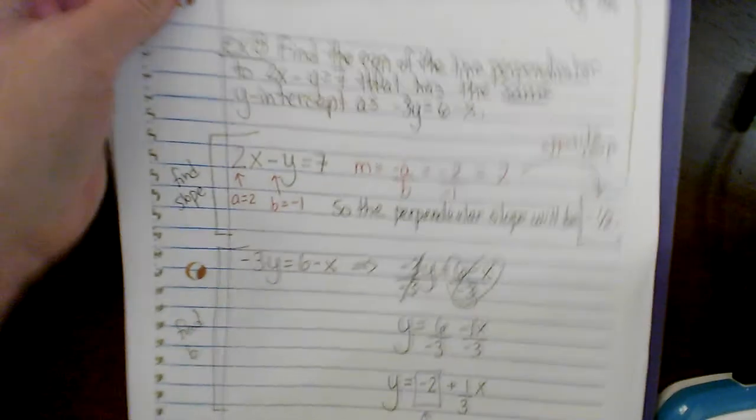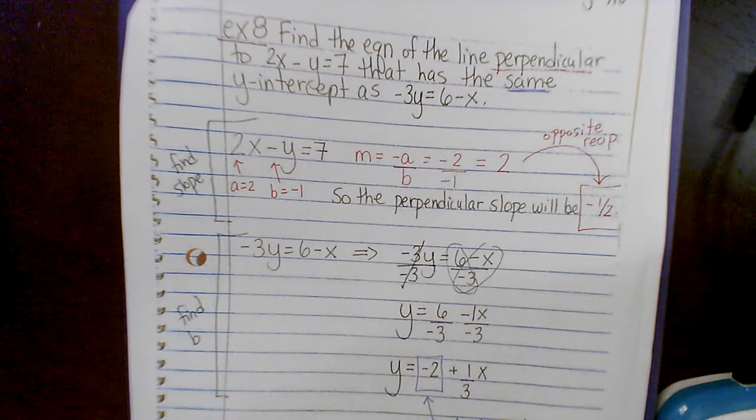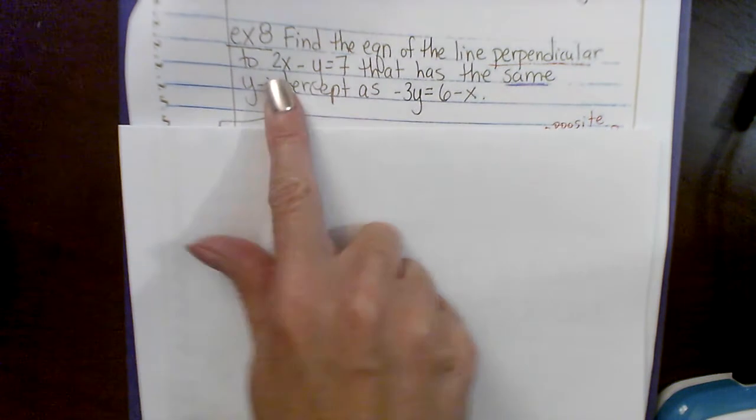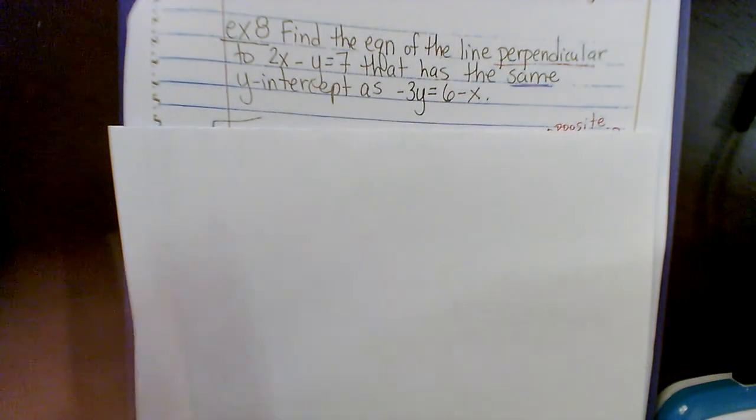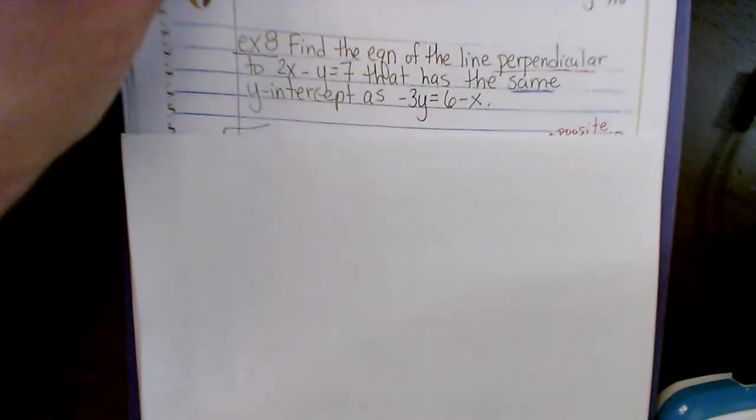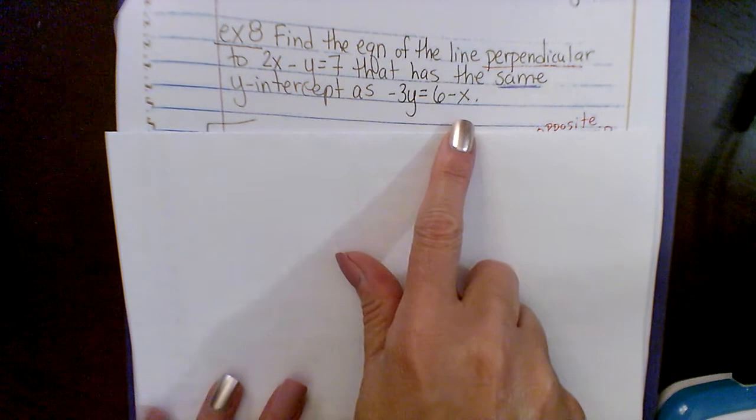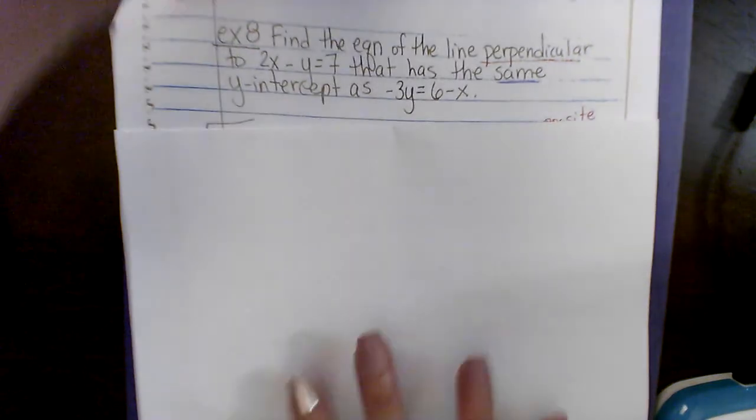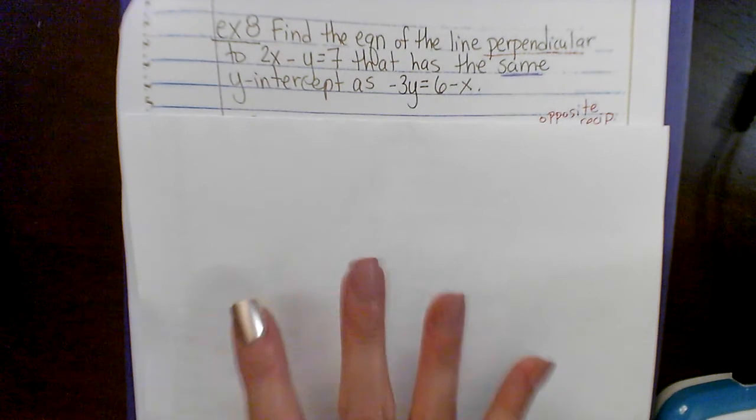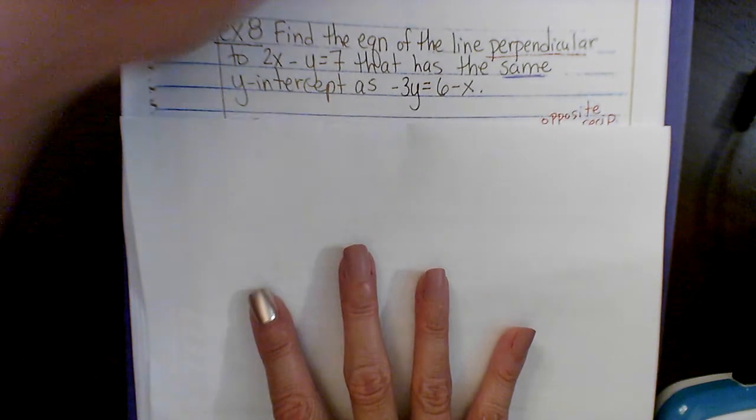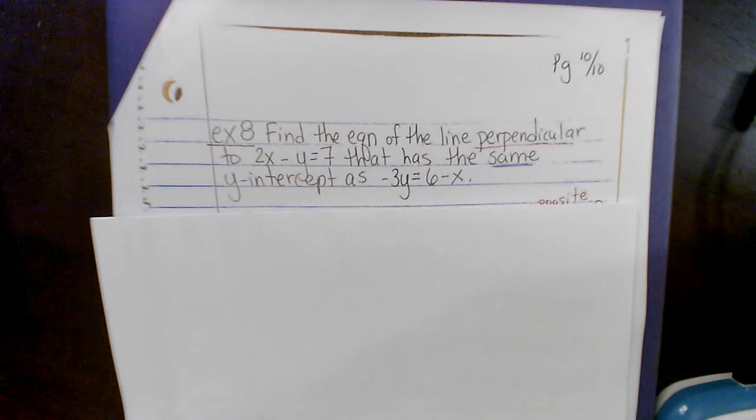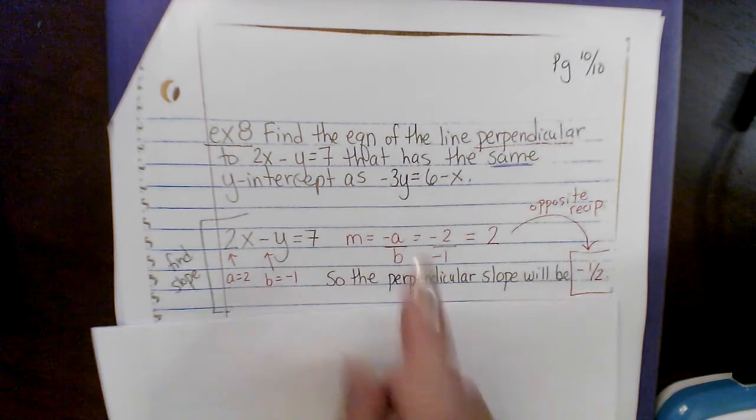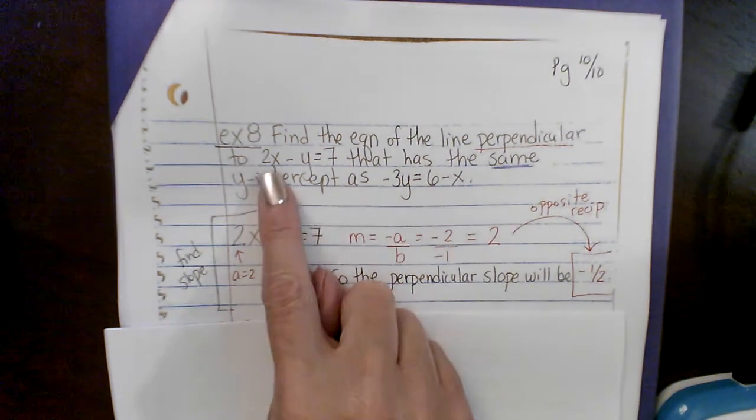Okay, last one, example 8. Find the equation of the line perpendicular to 2x minus y equals 7 that has the same y-intercept as this line. All right, this is just straight up mean, isn't it? I mean, there's so much stuff that's got to be found here that it's a mess.